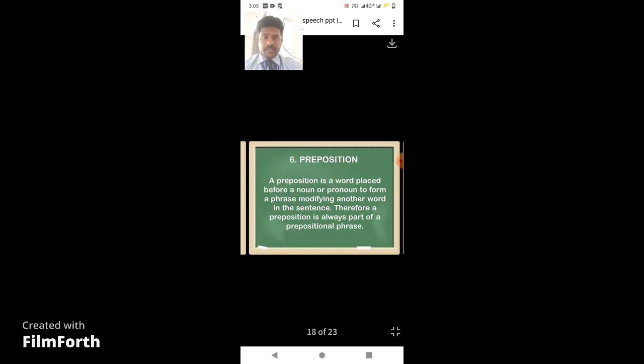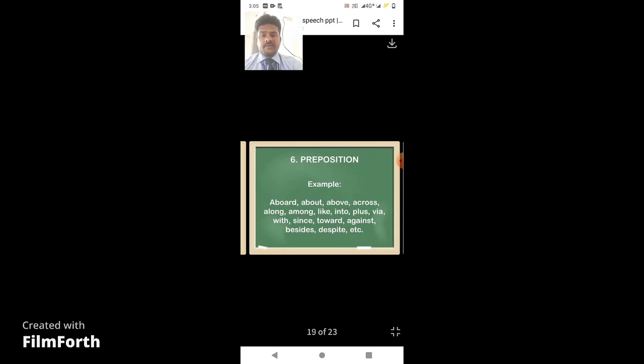Next one, preposition. What is a preposition? It's a linking word. It's placed before a noun or a pronoun to form a sentence. So for example: aboard, about, above, across, along, among, like, into, with, since, towards, against, beside, despite, behind, in, at, by, under, beneath, right?